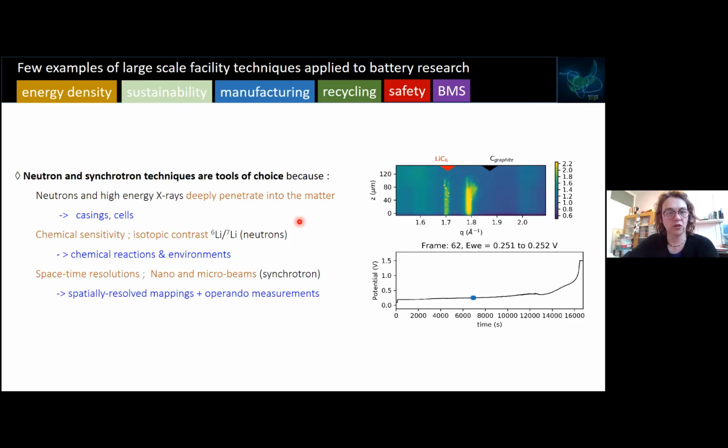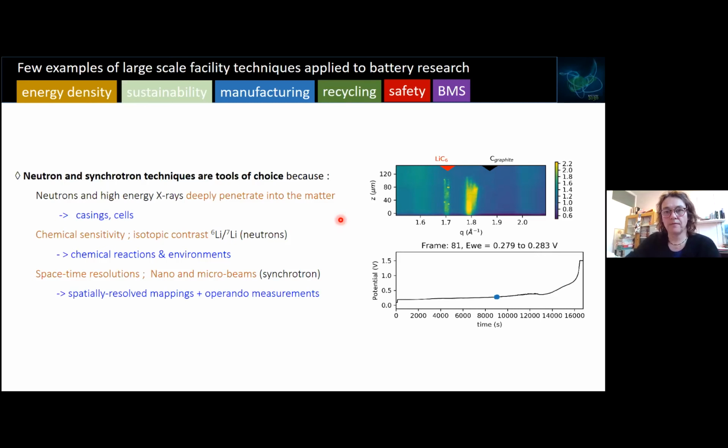And last but not least, those techniques provide excellent space and time resolution. For instance, if you use nano or micro beams at a synchrotron, you can spatially resolve different kinds of parameters and do operando measurements, including at fast charging. What you can see on the screen is the depth-resolved mapping of the lithiation state in the graphite electrode using a microbeam at a synchrotron.